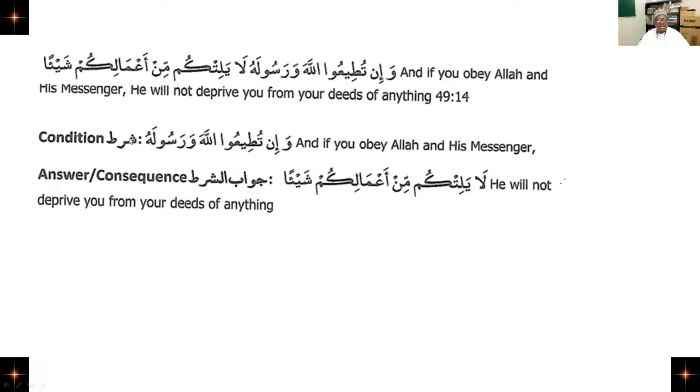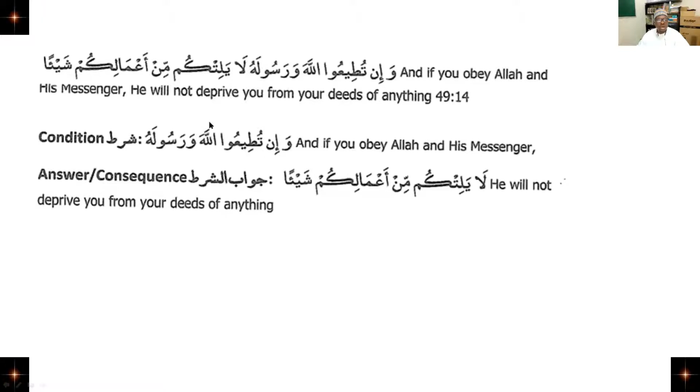This is the condition for the statement wa in tuti'u Allah wa rasulahu. Wa is atifa, in is adat shart, and jazm in the fil mudari' tuti'u. It is majzoom, and the sign of jazm here is the dropping of the noon. What caused this dropping of the noon? This word in. So tuti'u, and what is the fa'il? The moment I look for that action, I will be looking for the fa'il. The fa'il is antum. How do I know? It's plural masculine, and the ta tells me that it is second person.